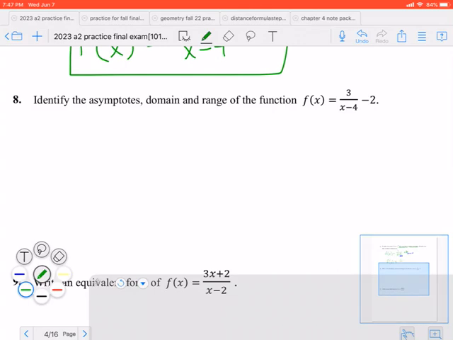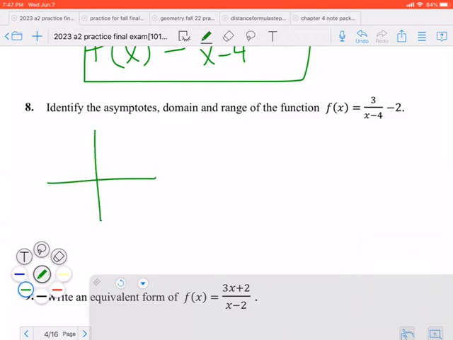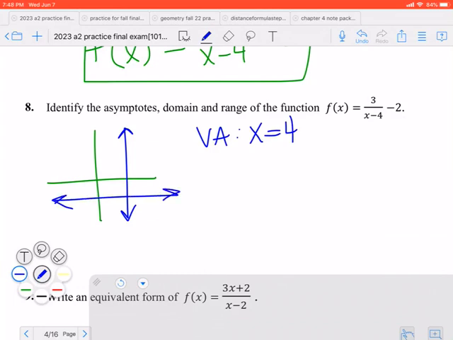Identify the asymptotes, domain, and range of the function. All right, so this is in that form. Here's my grid. We are going to the right 4. So the vertical asymptote is x equals 4. And we're going down 2. So the horizontal asymptote is y equals negative 2.